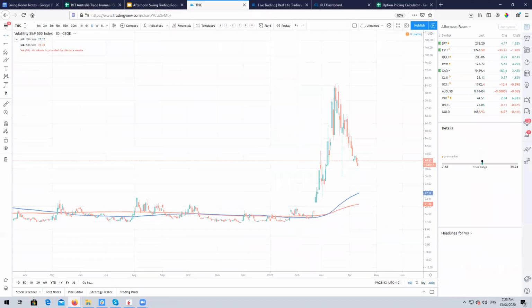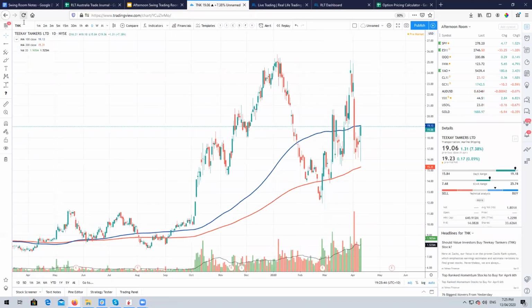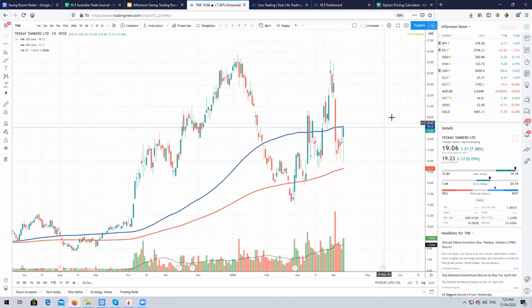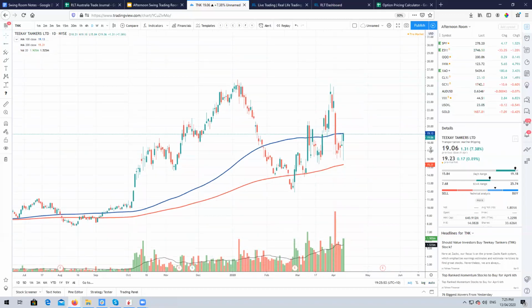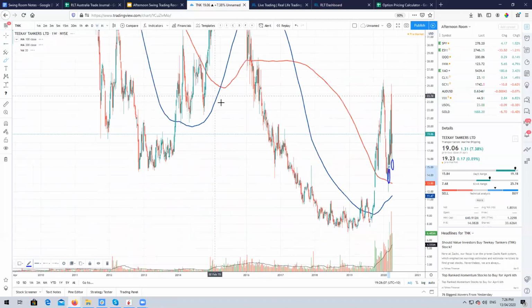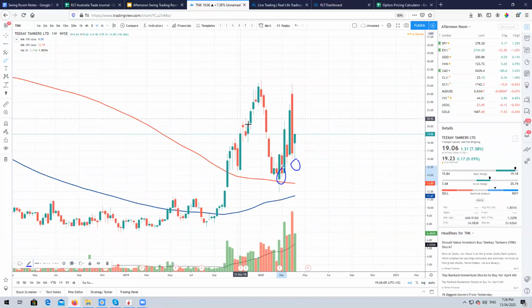TNK. Now, I'm guessing this one is for the US market. So TNK, this one does look extremely good. We are currently gapping up. We're above the 200 simple moving average here. We've had a very nice bounce here. Take a look at the weekly chart. Wow, off the 200 simple there. Got really nice increasing volume.